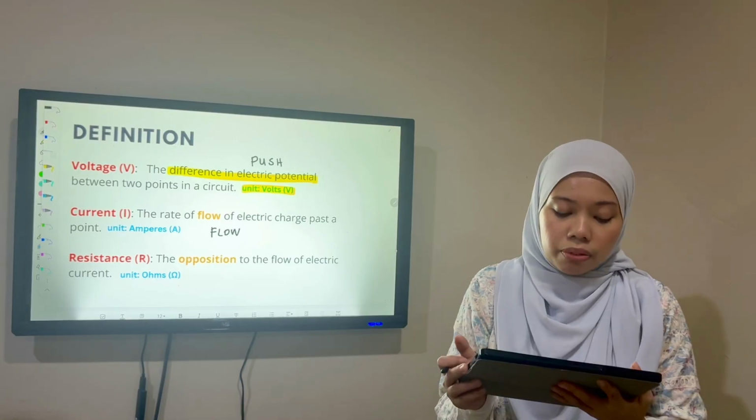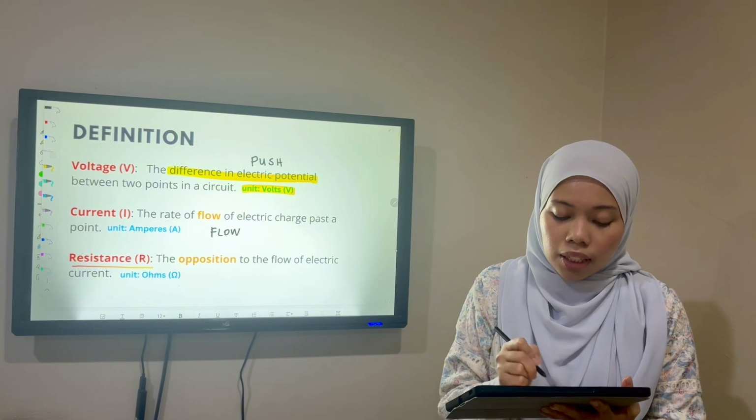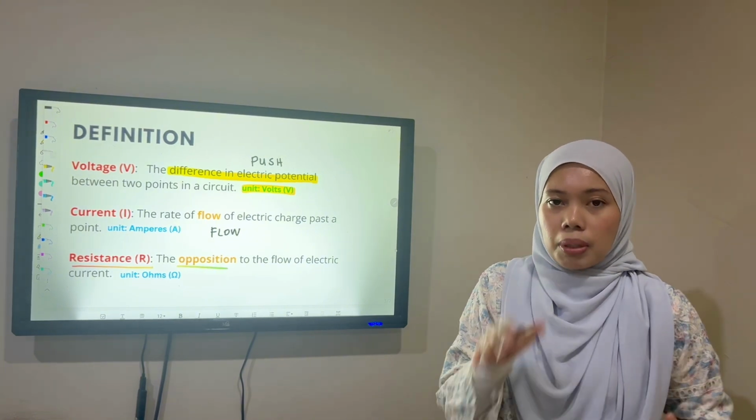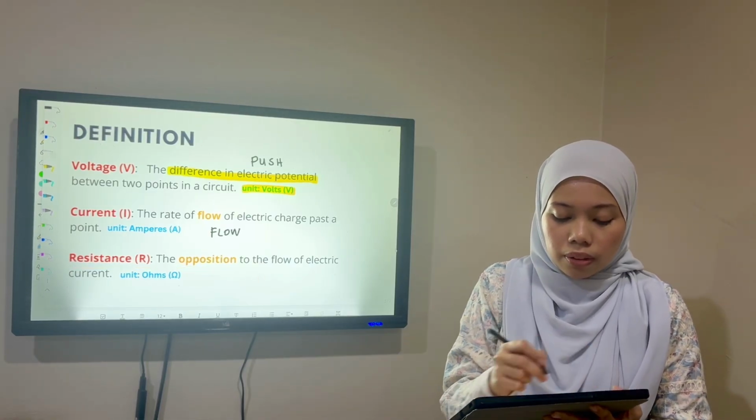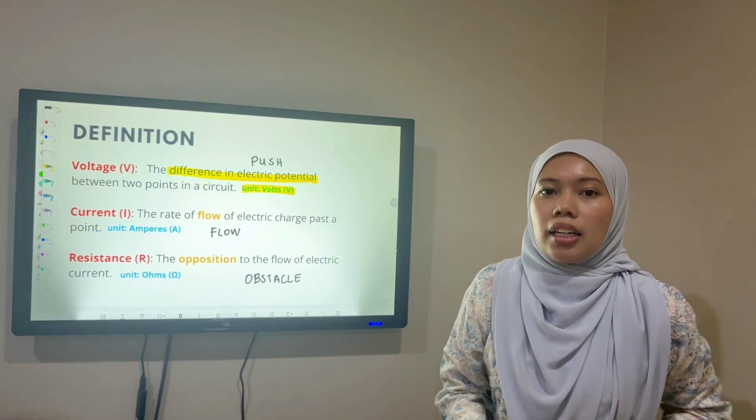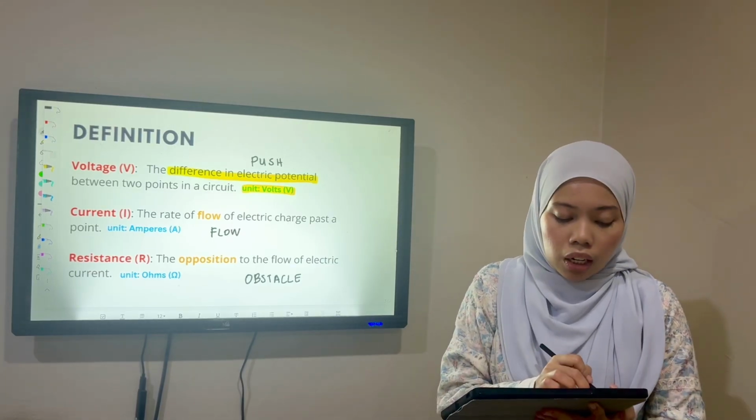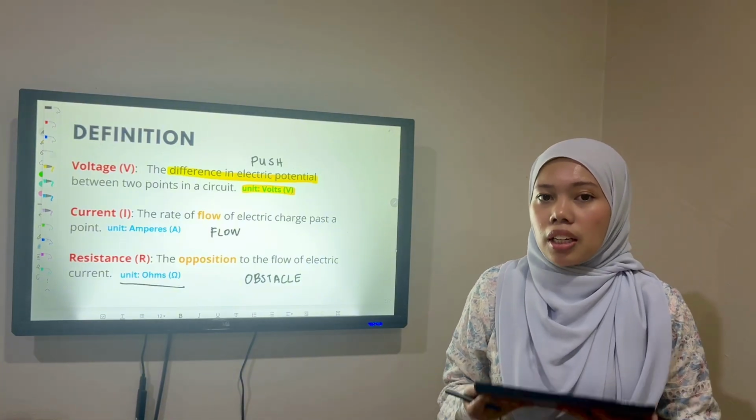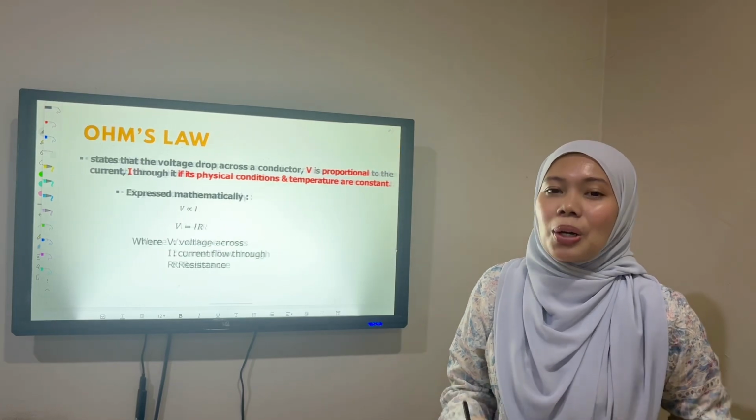The last variable here is resistance, and we denote it as R, where it is the opposition to the flow of electric current. It means that when electric current encounters an obstacle during its flow, we call it resistance, and we measure resistance in units of ohms. Now we know these three variables. We should know how they work together, obeying Ohm's law.